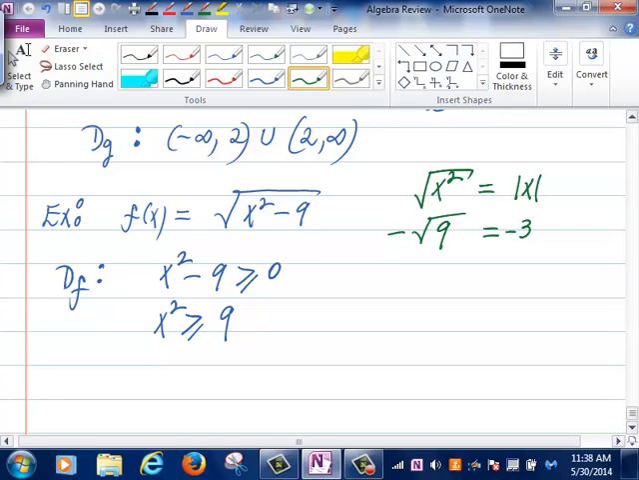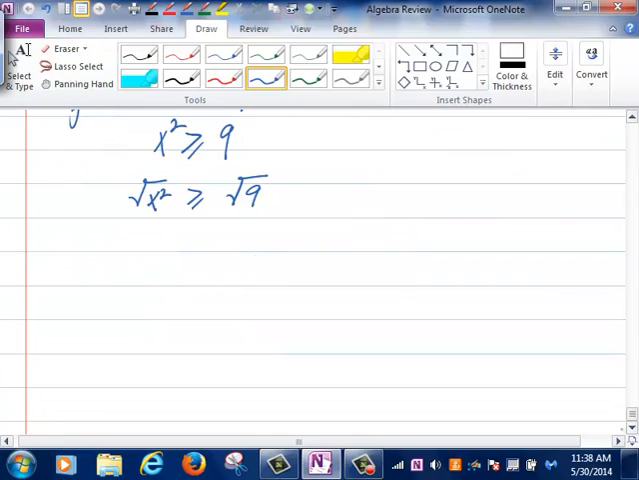Okay? So here, I am going to take the root of both sides now. Root of both sides. And on the left side, I get absolute value of x. The reason I write absolute value of x is because I don't know whether x is positive or negative. And on the right, I get 3. So the question is, for what values of x is the absolute value of x greater than 3, right?